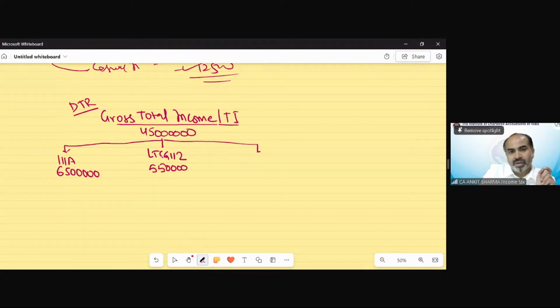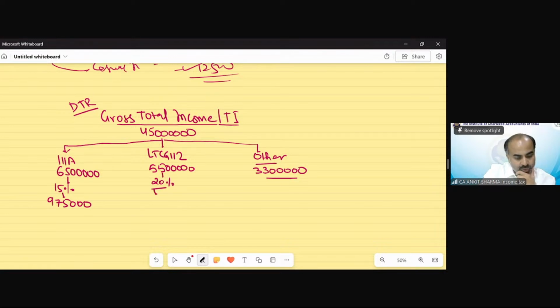Okay, long-term capital gain income is 55 lakh and other income is 3 crore 30 lakh. Now the tax rate on 111A is 15%. So my tax would be 9,75,000. This is 20%, so my tax would be 11 lakh. Now my income after including these incomes is exceeding 2 crore, but you can see my other income, even without including these incomes, is exceeding 2 crore rupees. So technically the surcharge case C is applicable, because my other income excluding these incomes exceeds 2 crore.